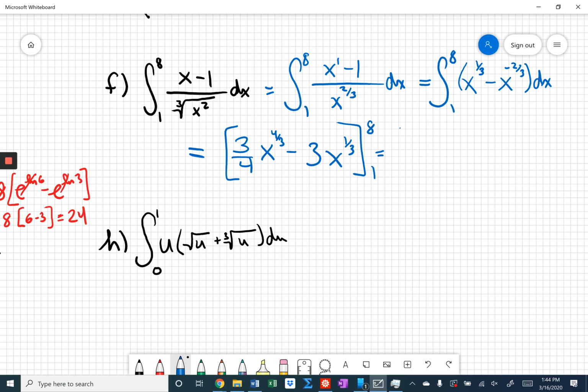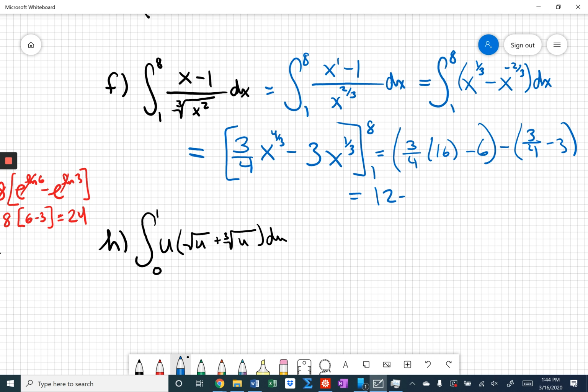Now, if I plug in 8, remember the fractional exponent with a 3 in the denominator means you're taking a cube root, and I would do that first. The cube root of 8 is 2. 2 to the 4th is 16. So this is going to be 3/4 times 16. And then if I plug in the 8 here, I get 3 times 2 is 6, so minus 6. And then I'm going to go back and plug in 1, but that's going to be easy because that's just going to be 3/4 minus 3. And then the rest is just arithmetic.